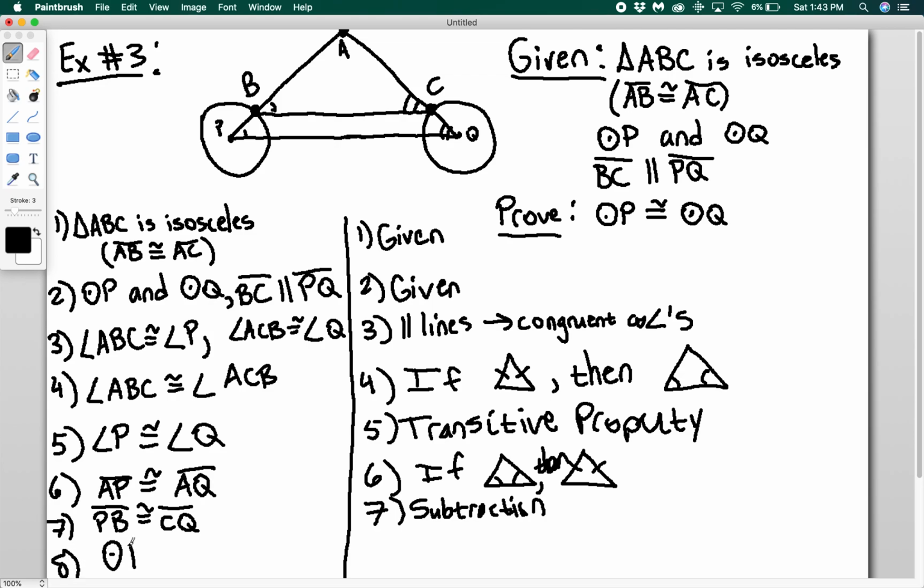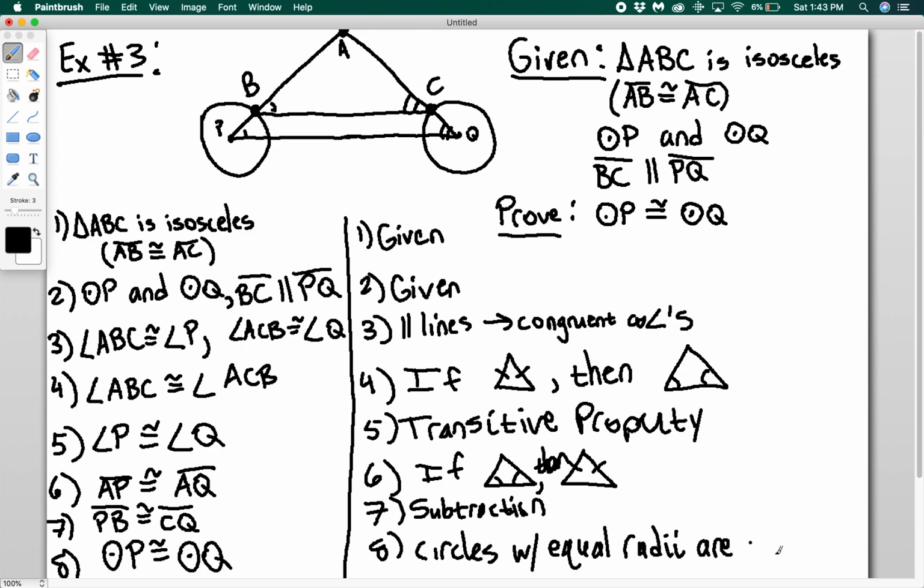And then we get to our proof statement. We say that circle P is congruent to circle Q. And the reason we can do that is circles with equal radii are congruent.